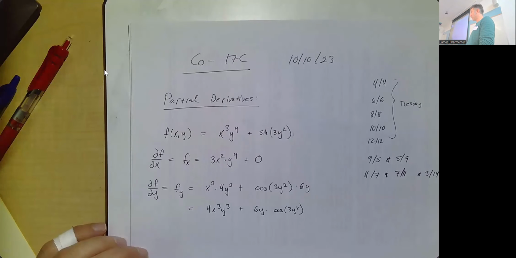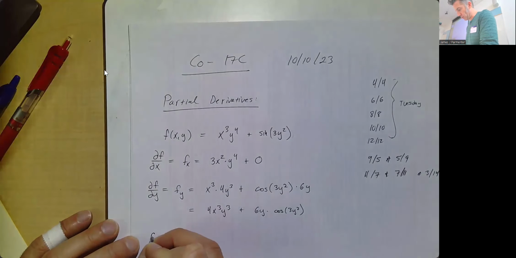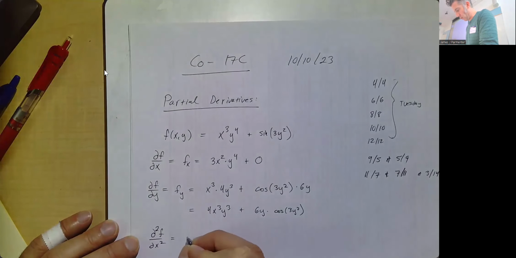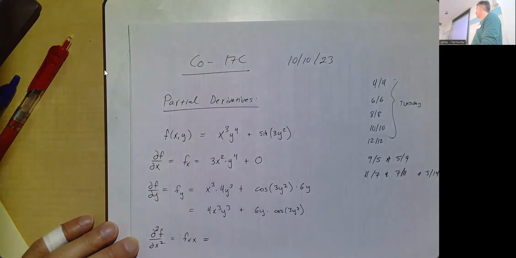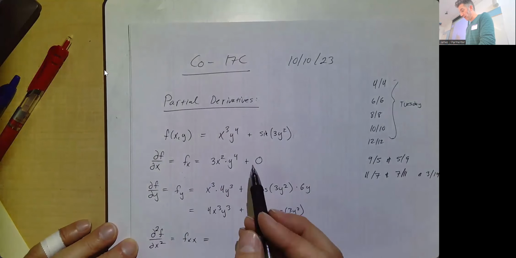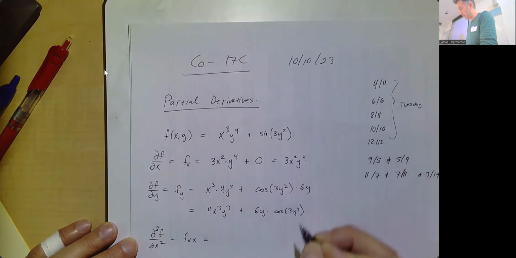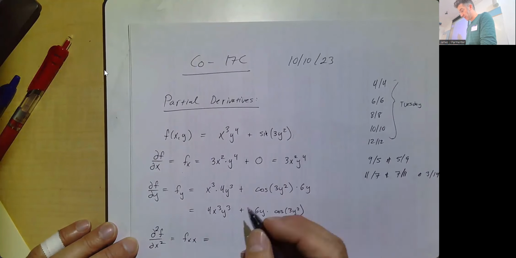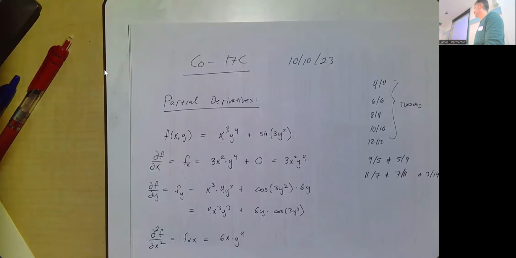Let's find the second partials. So the second partial, del squared f del x squared, or f_xx. I'm just looking at the partial with respect to x and taking the derivative of that with respect to x again. So I've got, and I should have really simplified this as just 3x squared y to the fourth. The derivative of 3x squared is going to be 6x, and the y to the fourth constant multiple is going to hang out. Not too terrible.